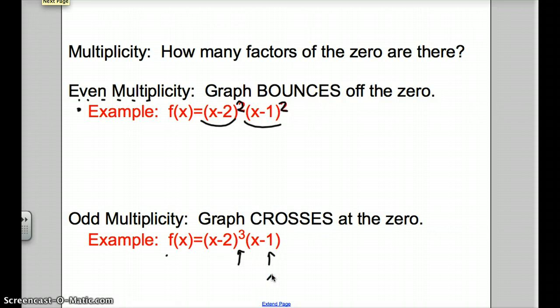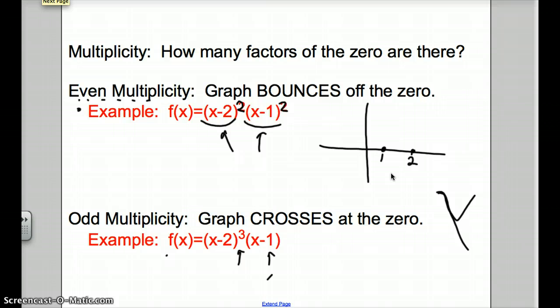So these different multiplicities mean something different about the graph. Remember, we can sketch a graph and get it started by knowing that it's going to have a 0 at 2 and 1 because of the factors here. But the question is, what does it do at 2 and 1? What does it look like? Does it go through? Does it bounce off? That's what you need to know about multiplicity: it does affect what happens with the graph. If it has an even multiplicity, the graph will bounce off of the 0. If it has an odd multiplicity, it will cross at the 0.